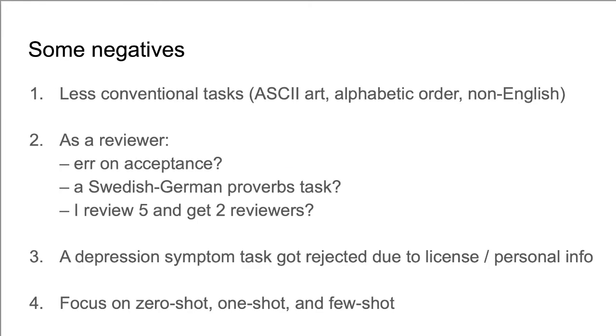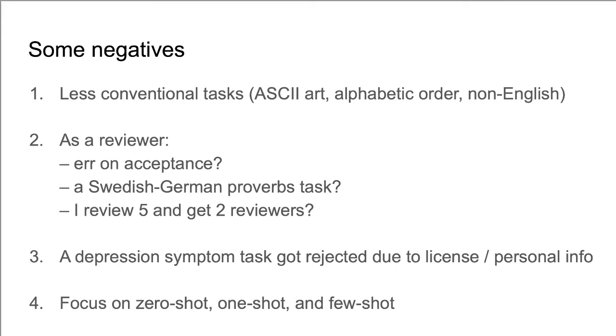Some negatives of the process: there were, I would say, less conventional NLP tasks. So someone has an example with ASCII art, and if you know how language models tokenize text, it's not looking at it in the way that you or I would look at a block of ASCII text. So it has no idea what's going on. Alphabetical order is something you can do very easily with Python, but might be rather difficult for a language model to figure out how to do, because they have to have everything in some sort of memory or something like that.